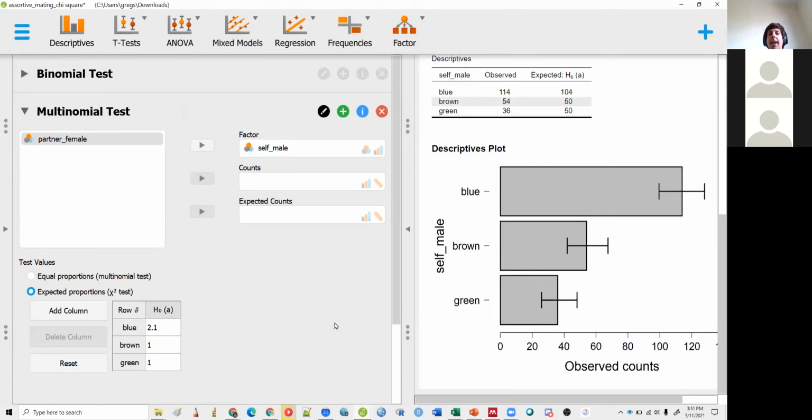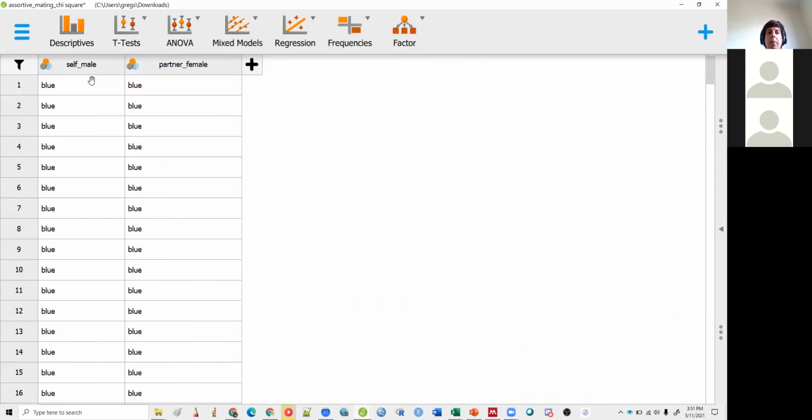But if you remember back to what we were interested in in this data set, we had the cases representing heterosexual couples, and the heterosexual couples have two scores for each: the eye color of the man and the eye color of the woman.